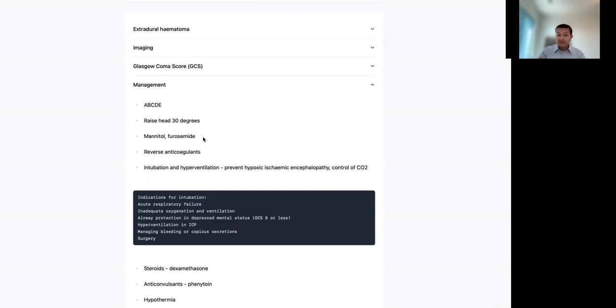Next, mannitol and furosemide. This is to reduce the intravascular volume as well. And next, especially in the elderly who are taking warfarin, for example, you have to reverse the anticoagulants. How do you reverse warfarin?